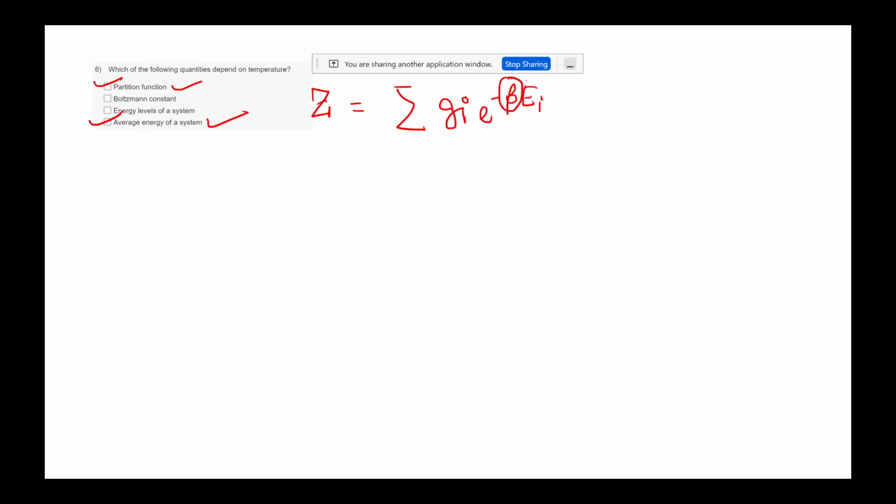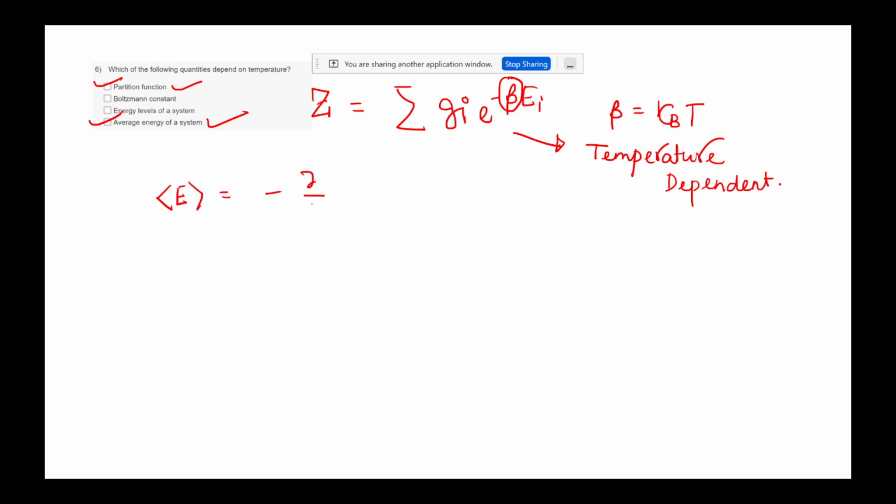So Z, the partition function, is the summation over gi e to the power minus beta Ei. Here beta is 1 over kBT, so this is temperature dependent. And average energy E is written as minus del beta of ln Z, so that is also temperature dependent. That's why option A and option D.